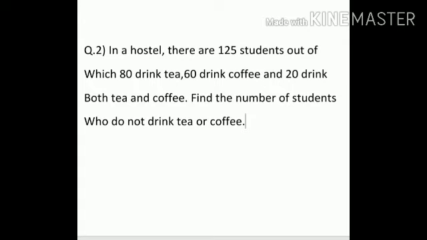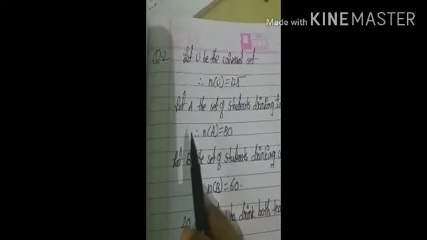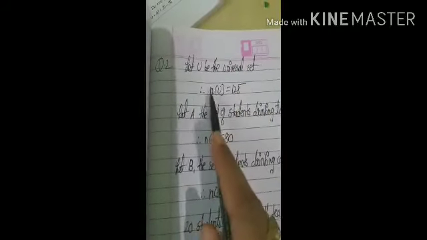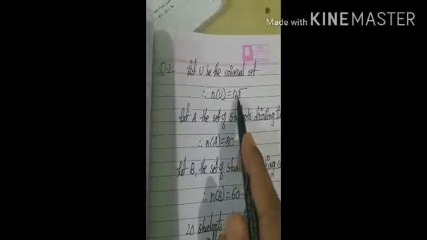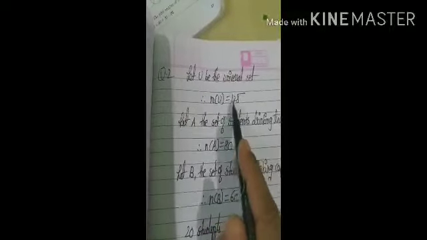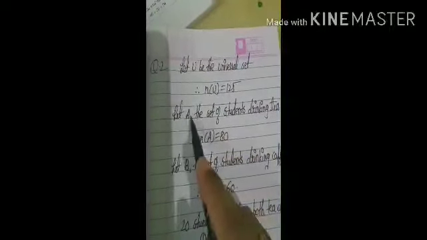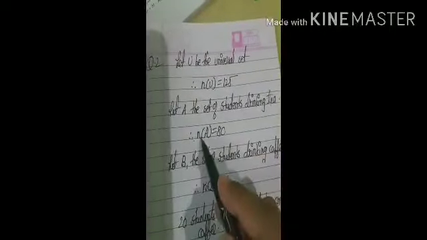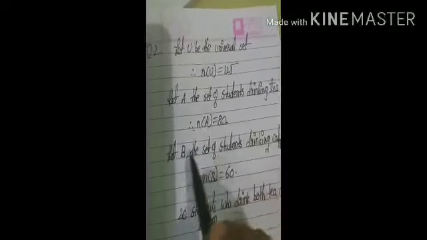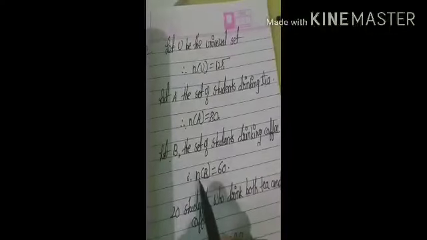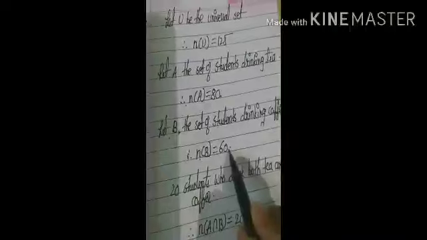In this question, we have to find the number of students who do not drink tea or coffee. We solve question number 2. Let U be the universal set. Therefore, n(U) equals 125. Here n means the number of elements of the universal set, equal to 125. Let A be the set of students drinking tea. Therefore, n(A) equals 80. Let B be the set of students drinking coffee. Therefore, n(B) equals 60.